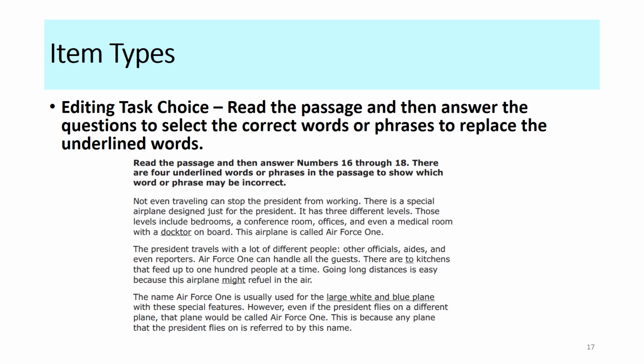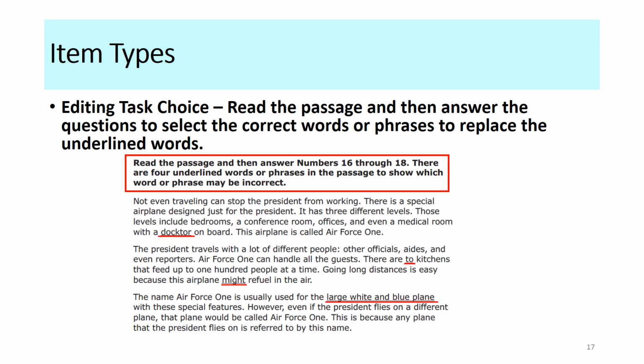The final item type we will review is an editing task choice item set. The directions for these items instruct you to read the passage and notice the underlined words or phrases. The underlined words or phrases may contain grammar or spelling mistakes, or they may be correct as is.